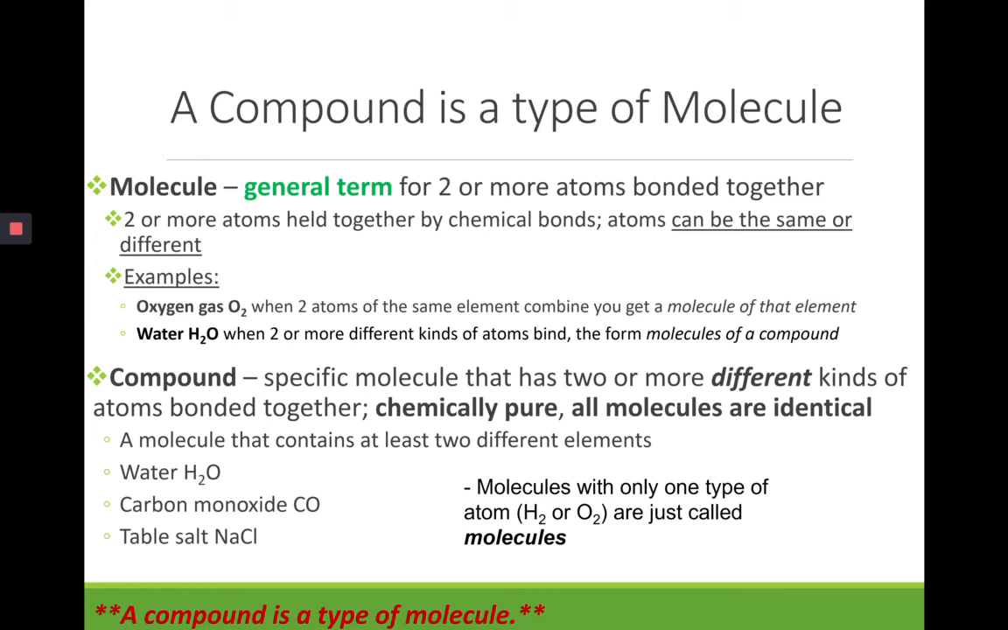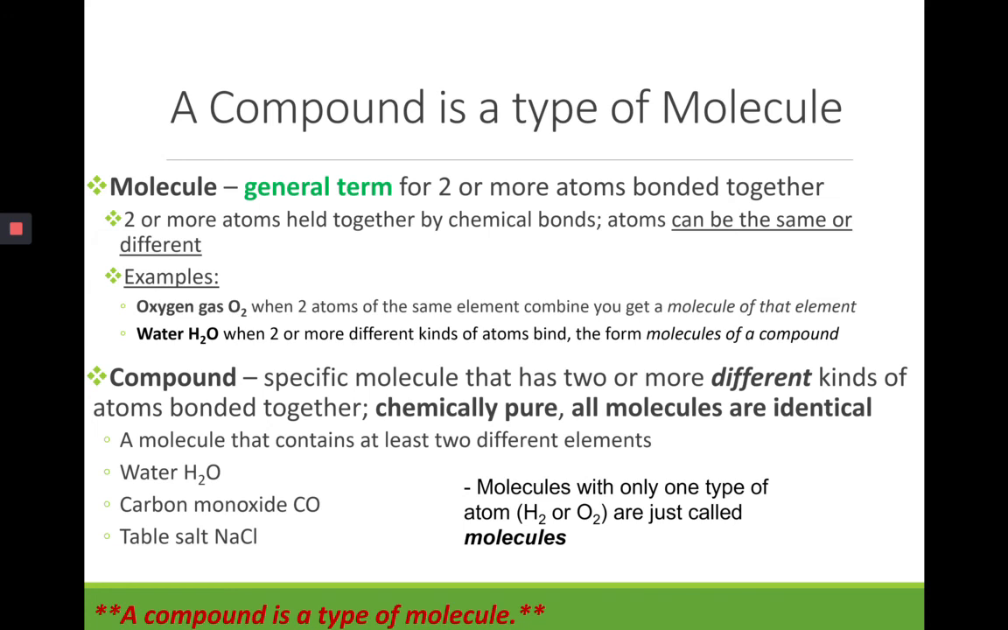Another way to say this is that all compounds are molecules, but all molecules are not compounds. And I'll say that again. All compounds are molecules, but all molecules are not compounds. Because molecule is the general term, it's kind of the broader term. You say something's a molecule, it just means that you have atoms bonded together. Doesn't matter if they're the same, doesn't matter if they're different. A compound is more specific, and you can only use it if the atoms bonded together are different.